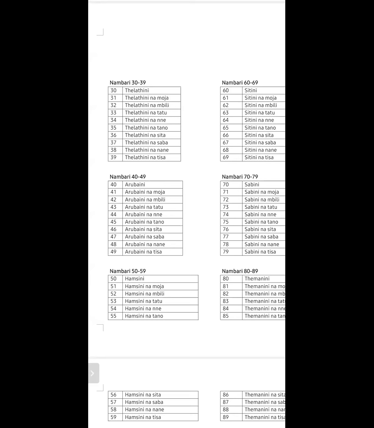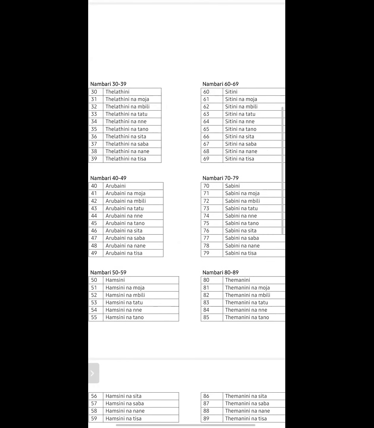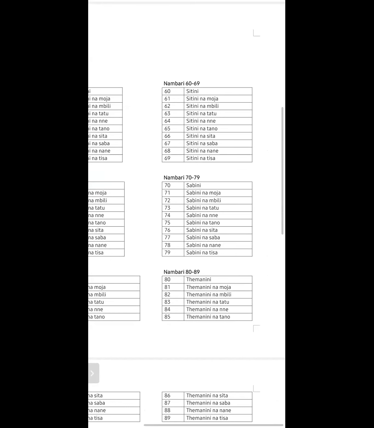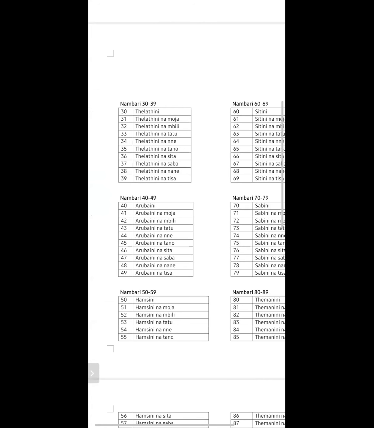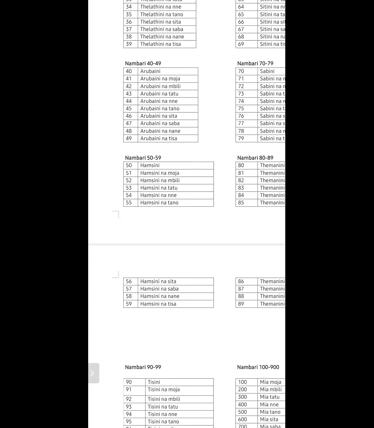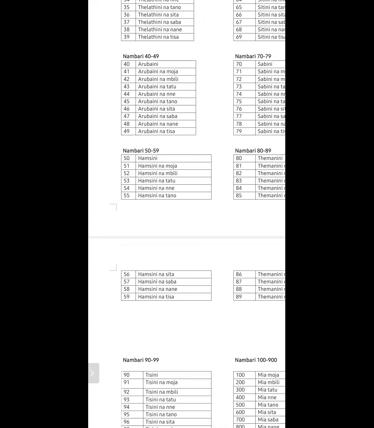Thelathini na mbili, thelathini na tatu, thelathini na nne, thelathini na tano, thelathini na sita, thelathini na saba, thelathini na nane. Arobaini. For 40. Arubaini na moja, arubaini na mbili, arubaini na tatu, arubaini na nne, arubaini na tano, arubaini na sita, arubaini na saba, arubaini na nane, arubaini na tisa. For 50.